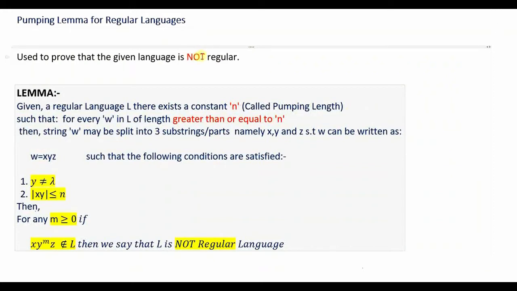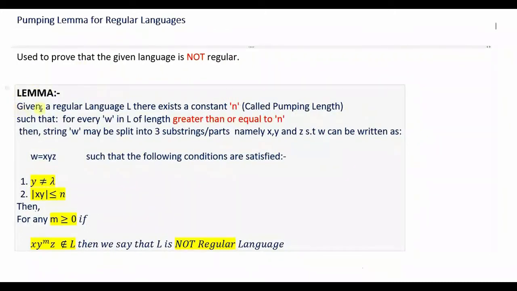So whenever it is asked to prove that a language is not regular, you can straight away use the pumping lemma. Whereas if it is asked to prove that the language is regular, you can start drawing your automaton or a regular expression, and if you have found an automaton or regular expression for the language, it is regular. So always use the pumping lemma when it is asked to prove that the language is not regular. Keep this in mind.